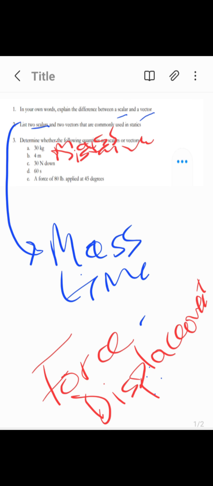The last one says a force of 80 pounds applied at 45 degrees. The fact that they've given us the direction here, to say this particular force is applied at 45 degrees, means that it definitely will be a vector quantity, because there is the presence of magnitude and direction.